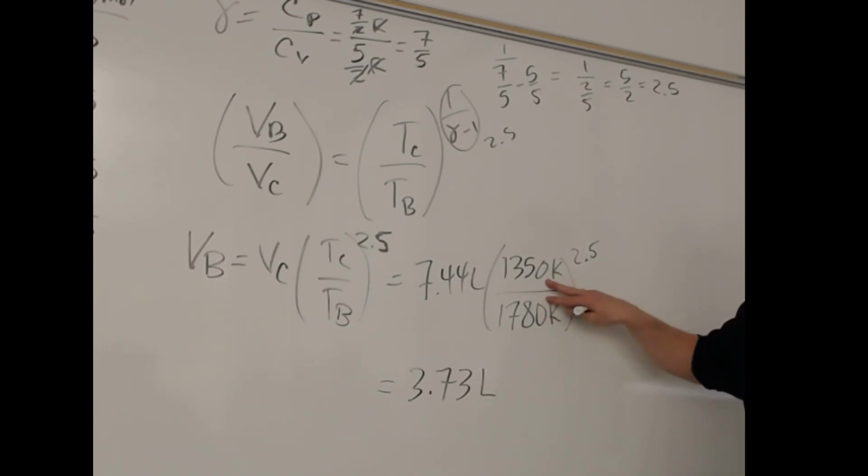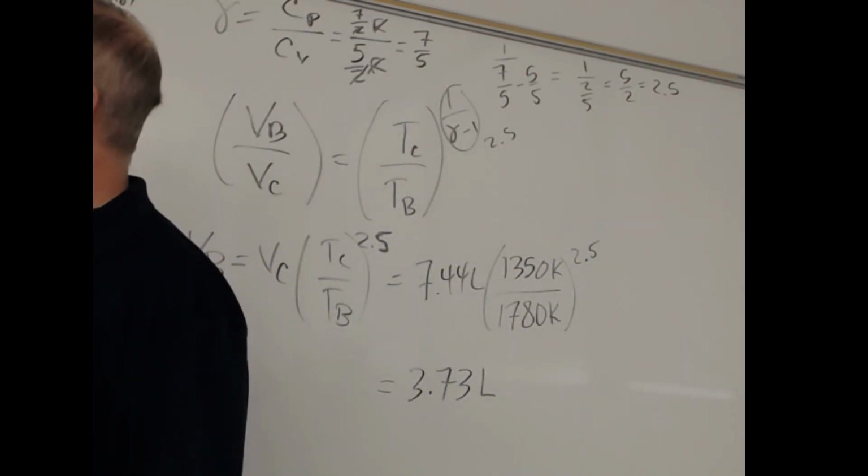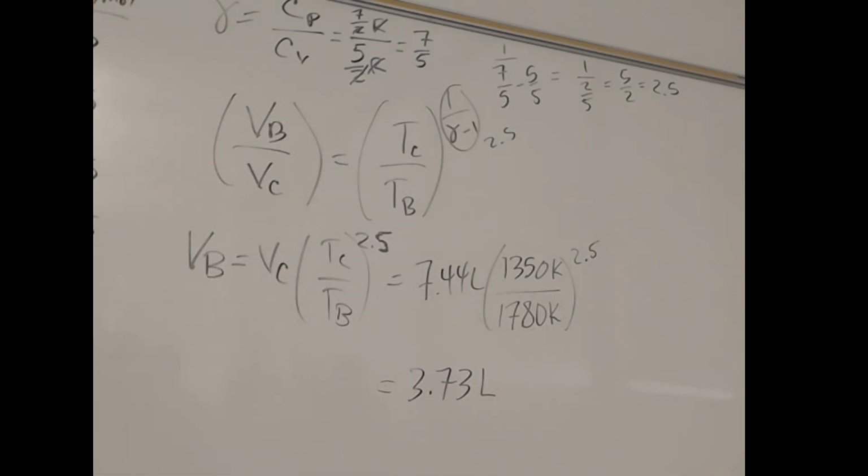If you had these temperatures swapped, this would be greater than 1 and it would be much higher than VC. So that would be a way to catch your work. You look at this number and you say, okay, it's between VA and VC, B should be. Okay. And so that comes in at 3.73 liters. Yeah, that's what I'm getting to. Good.